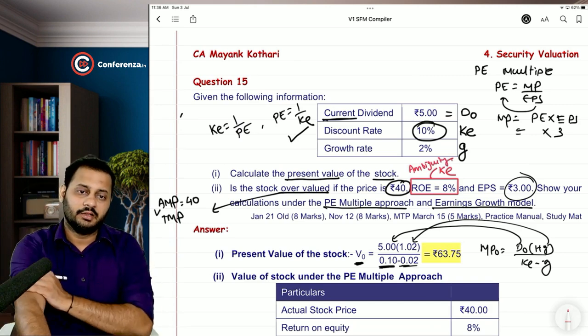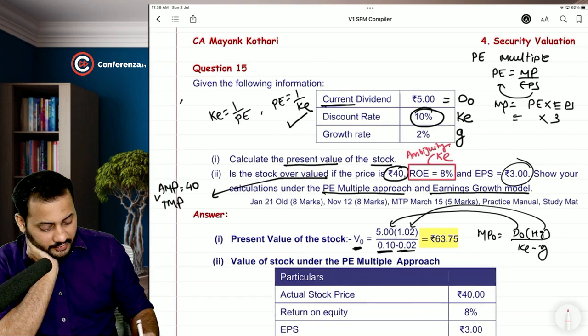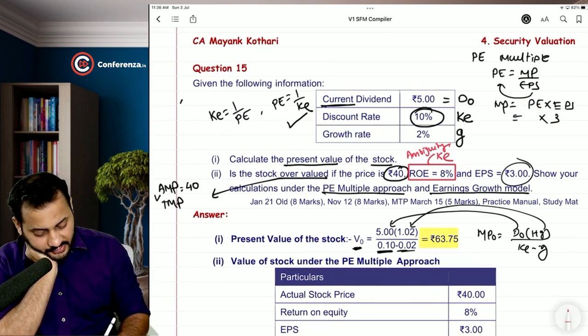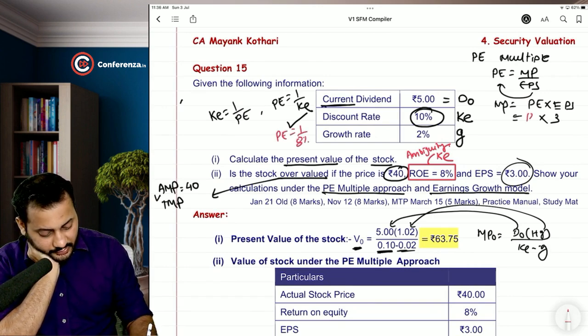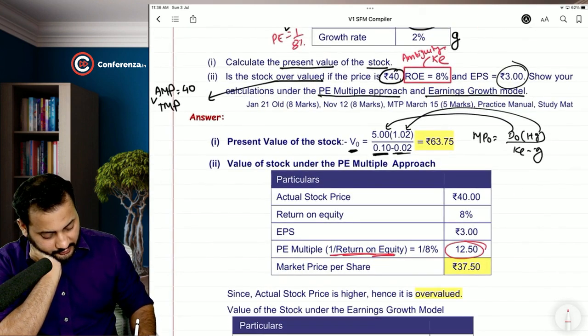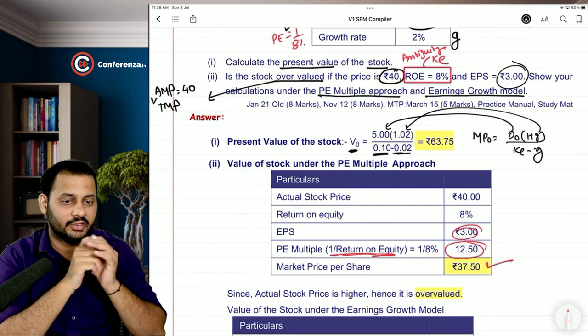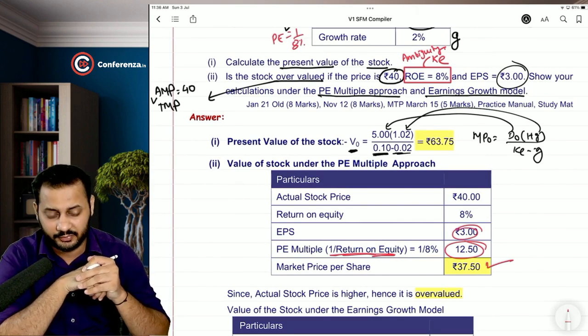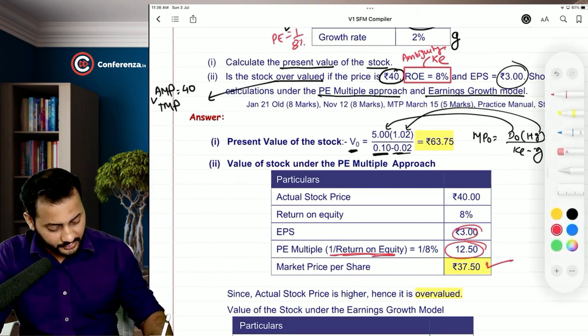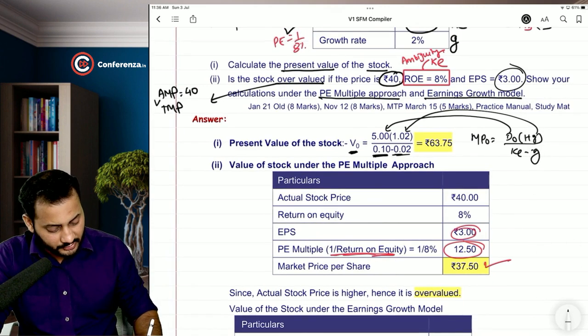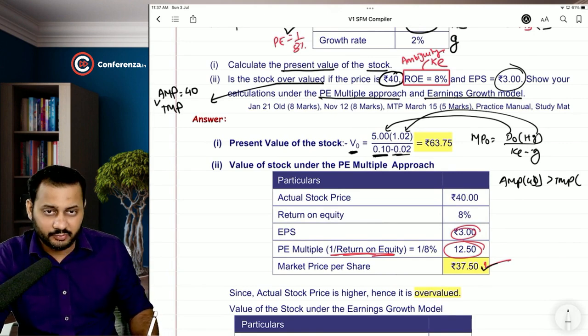Okay. So cost of equity will now give the PE ratio. PE ratio will now be 1 by 8%, which comes to 12.5. So if you do 12.5 into 3, the market price will be 37.50, the theoretical market price. At that time, what are you going to write? Sir, actual market price is 40, which is greater than theoretical market price, which is 37.5.